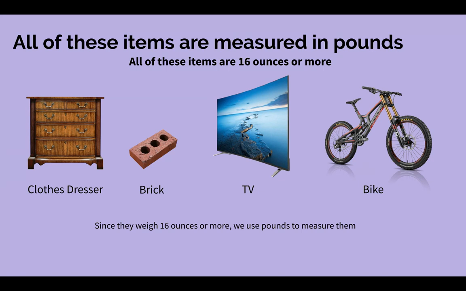All of these items are measured in pounds. All of these items are 16 ounces or more. A clothes dresser, a brick, a TV, and a bike. Since they weigh 16 ounces or more, we use pounds to measure them.